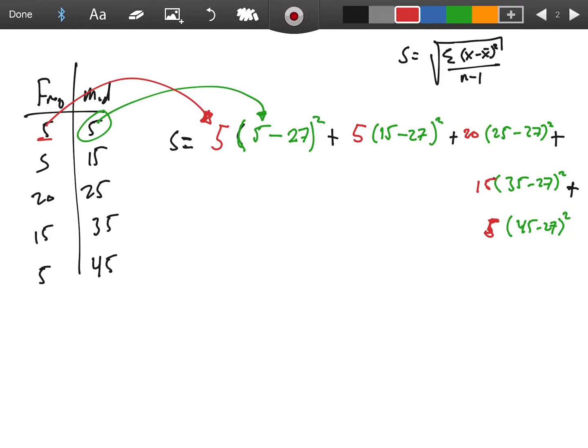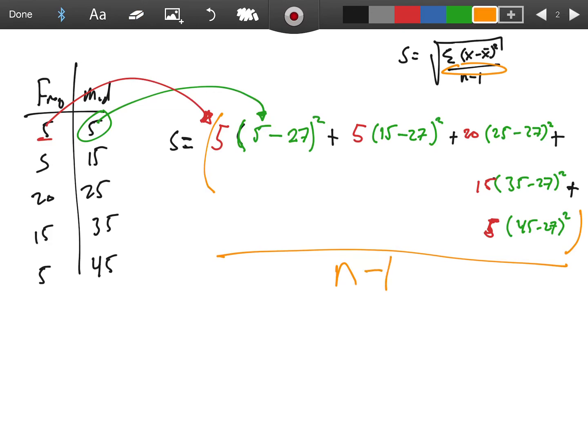Whatever this value is, you start with order of operations. You do the parentheses in each one, then square the value, then multiply by the red number on the outside, and then add everything up. Once you've done that, there's a division operation, so we divide. Here's the difference. If this is for a population, you would just divide by n. If you're doing a sample, you divide by n minus 1.